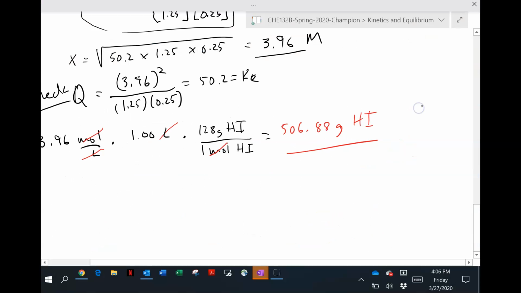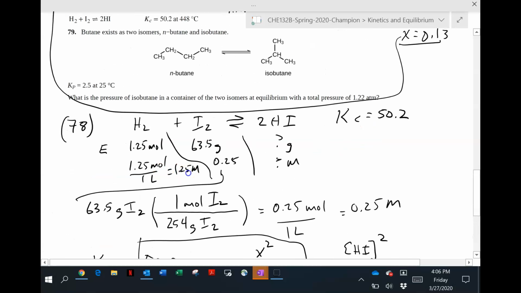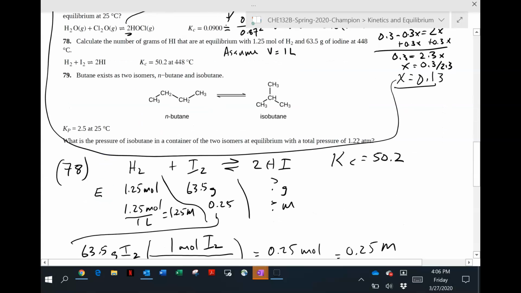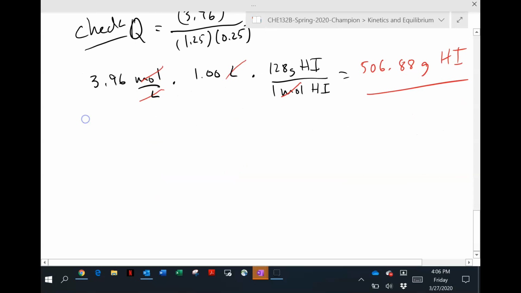Switch colors again. All right, so that was all 78. Let's look at 79. 79 says butane exists in 2 isomers, N-butane and isobutane. These are compounds you're going to see in organic chemistry. We're told the Kp is 2.5, and we're asked what the pressure of isobutane is in a container of 2 isomers at equilibrium with a total pressure of 1.22 atmospheres. So I want to pick this one out and show you because it is a little bit of a weird, different problem. So let me come down here and write some information.